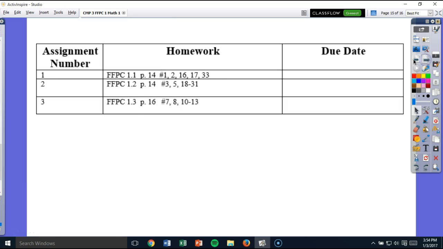So that's problem 1.2. Again, the ACES assignment for that is going to be 3, 5, and 18 through 31. Look forward to seeing your investigations and listening to your discussions and hearing your questions in class.